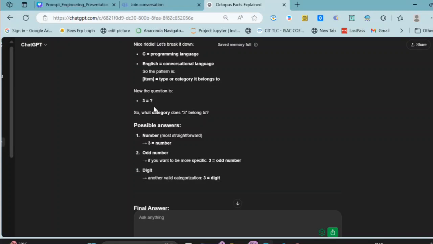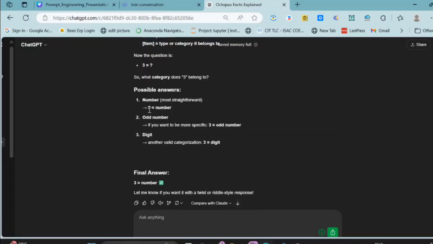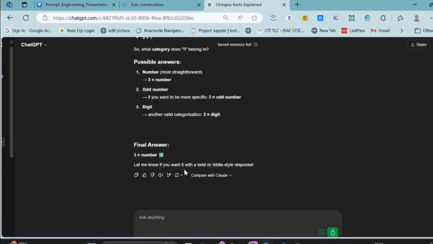These are the possible answers. It may be a number, most straightforward, or it may be an odd number. It may be a digit. The final answer is 3 equals number. Most probably we can call it a number. Okay, so by providing multiple examples, we can get a specific desired output generated by the AI. For this, we will explore one more example.